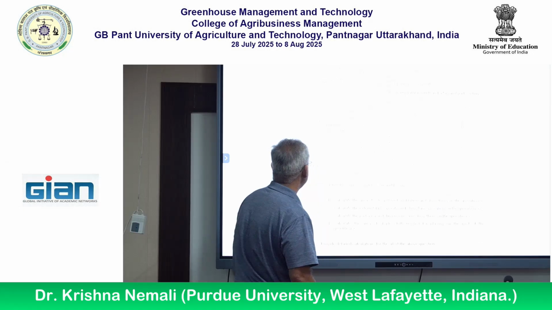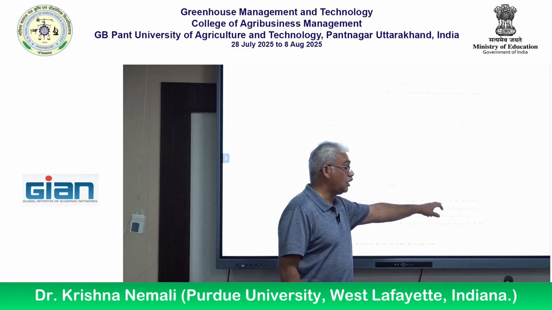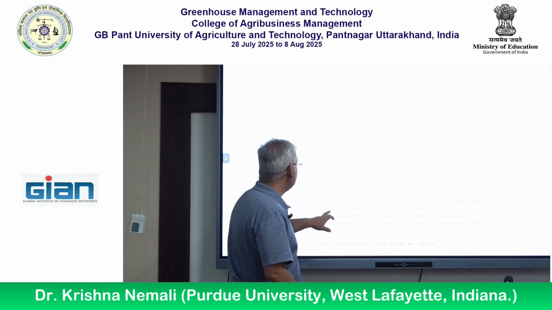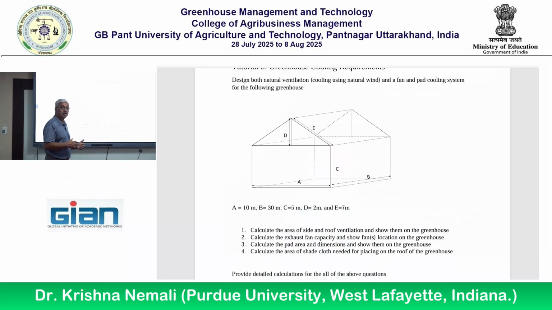Okay, this is what I want you to do. Calculate the area of the side and roof ventilation and show them on the greenhouse. Calculate the exhaust fan capacity and show the fans, show the location. This will be open here, so you don't need to take a picture. I'll keep this open for you. Calculate the pad area and dimensions, also show them on the greenhouse, and calculate the area of the shade cloth needed for placing on top of the roof.